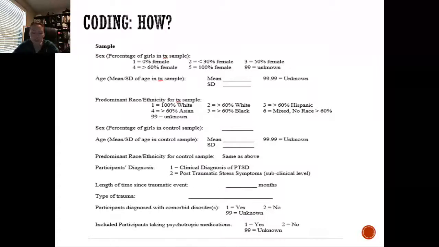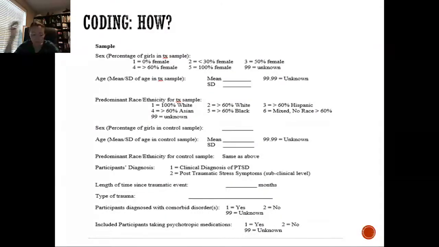So here we're looking at who is predominantly represented in the sample, or if no one truly had a predominant representation, then you can refer to it as a mixed sample. So if it was 30% this, 30% that, 30% that, 10% that, then great, it's a mixed sample. And of course, 99 for unknown.